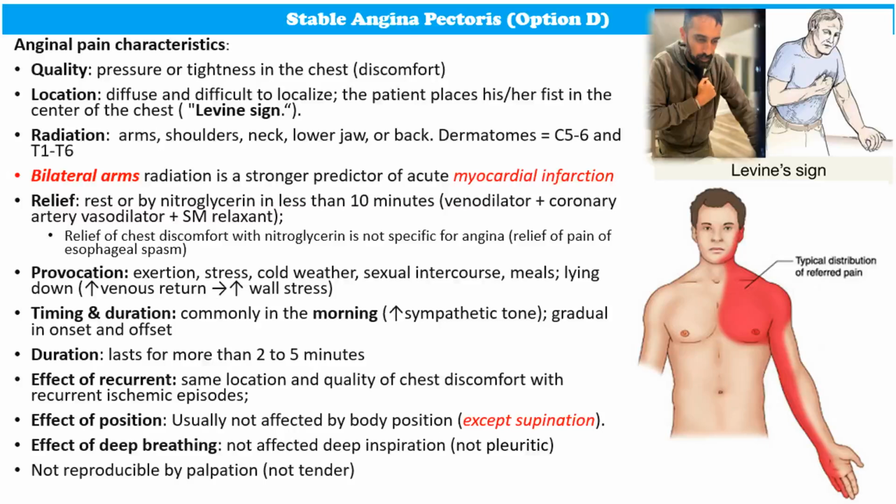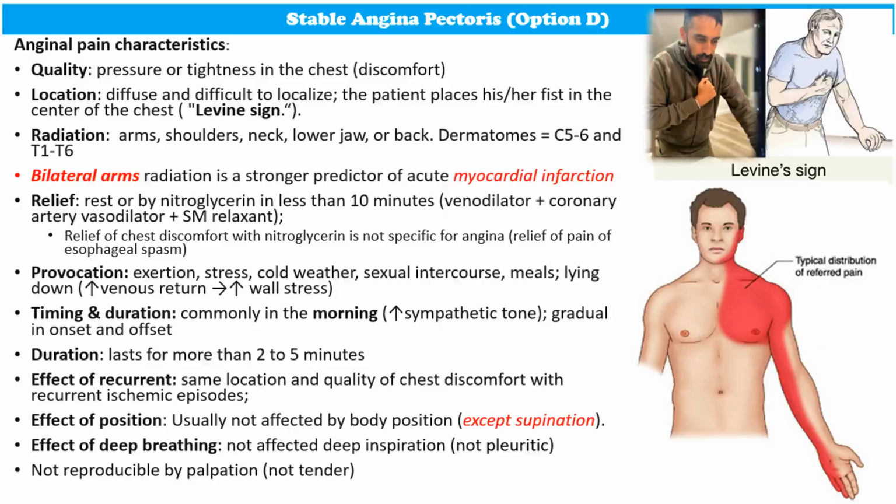Angina is referred to the corresponding dermatomes of C5 to C6 and T1 to T6 that supply afferent nerves to the same segments of the spinal cord as the heart. Thus, angina often radiates to other parts of the body, including the upper abdomen, or epigastric, shoulders, arms, upper and forearm, wrist, fingers, neck and throat, lower jaw and teeth, but not upper jaw, and rarely to the back, specifically the interscapular region. Radiation to both arms is a stronger predictor of acute myocardial infarction.